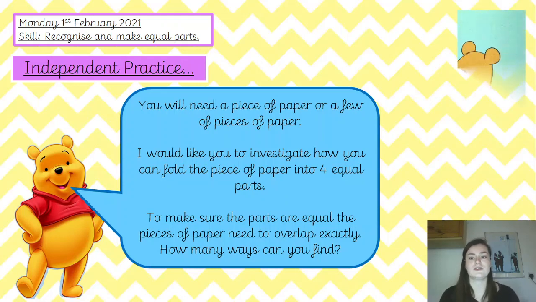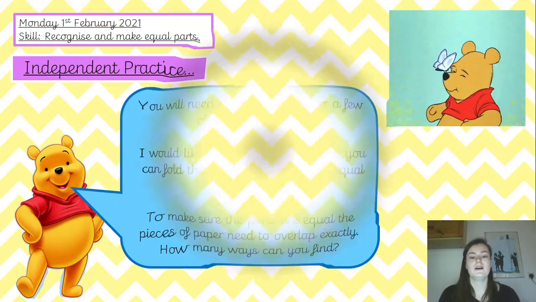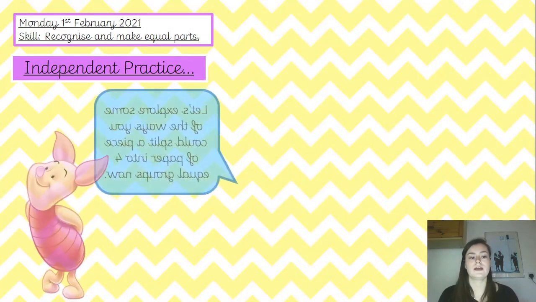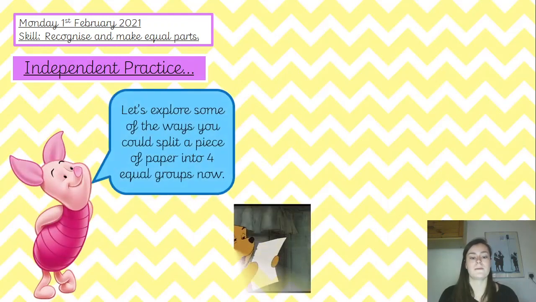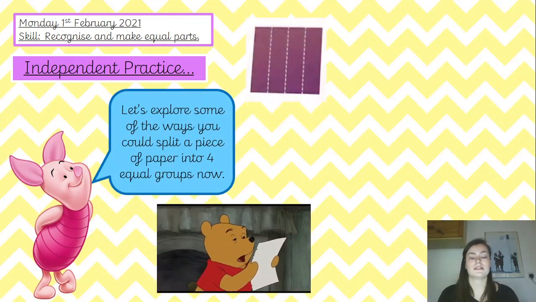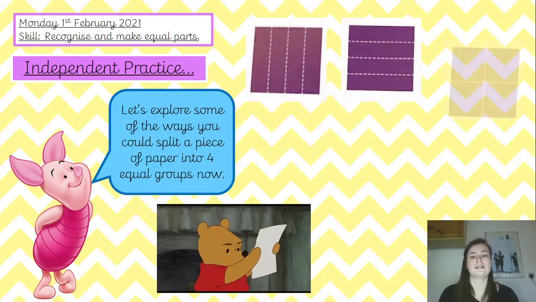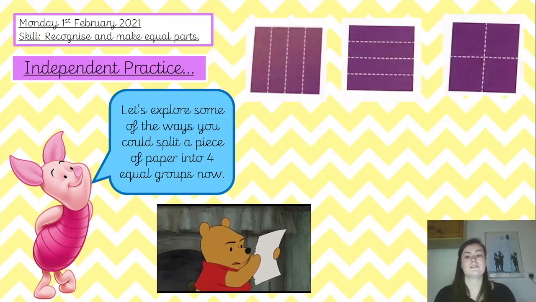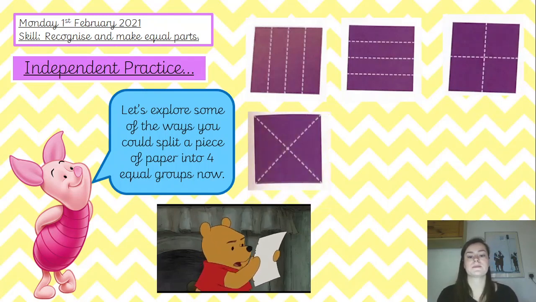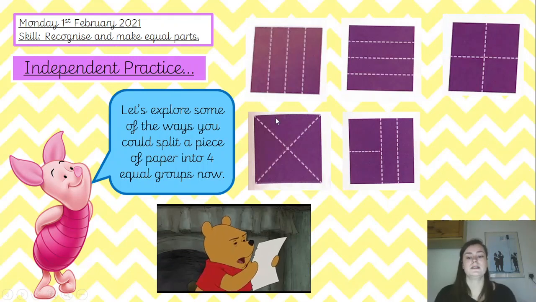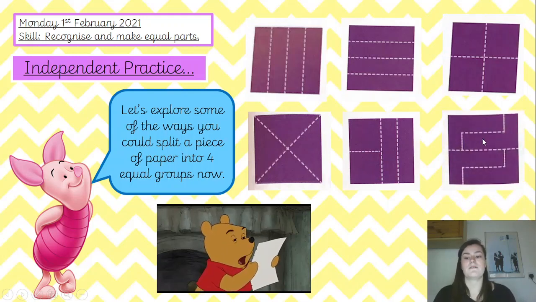Okay, good job. So here are some of the ways that you could have folded your paper. We could have had it down into 4 long sections or across into 4 wide sections. You could have folded it into 4 squares, or into 4 triangles. That one looks like a sandwich, doesn't it? And this one, they look different shapes, but they are equal. And the same with this one. That's a funky one. If you found that one, that's really clever. Well done.